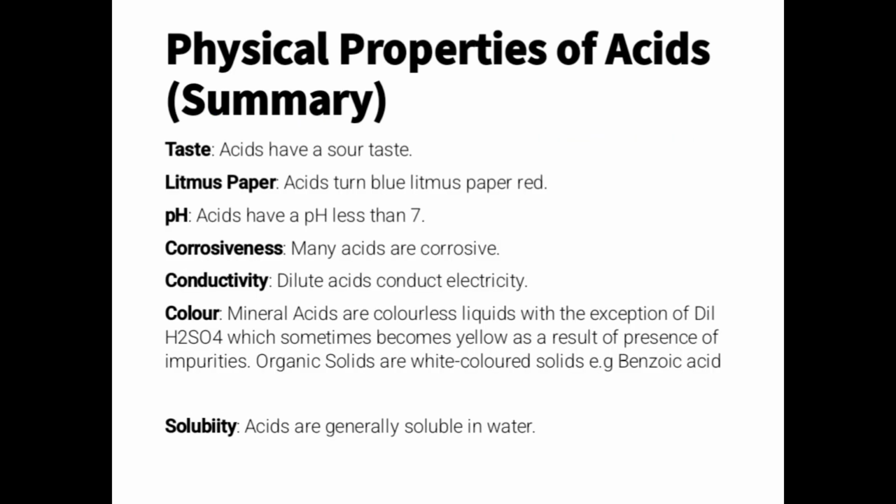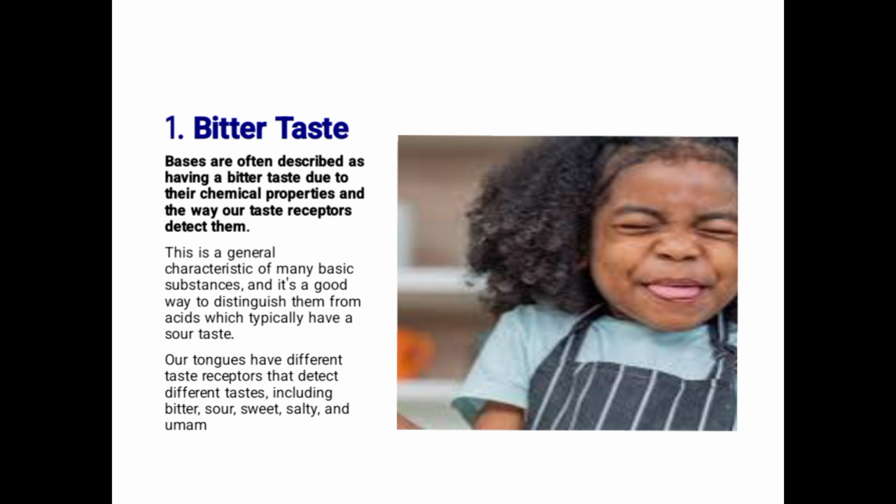Again, look at acids; they have a sour taste, but bases have a bitter taste, and this is due to their chemical properties and the way our taste receptors detect them. Don't forget that we said that in our tongue we have taste receptors. For acids, our taste receptors help us know that they have a sour taste. For bases, it is a bitter taste. It's a general characteristic of many basic substances, and this taste is one of the major things used to distinguish between an acid and a base.